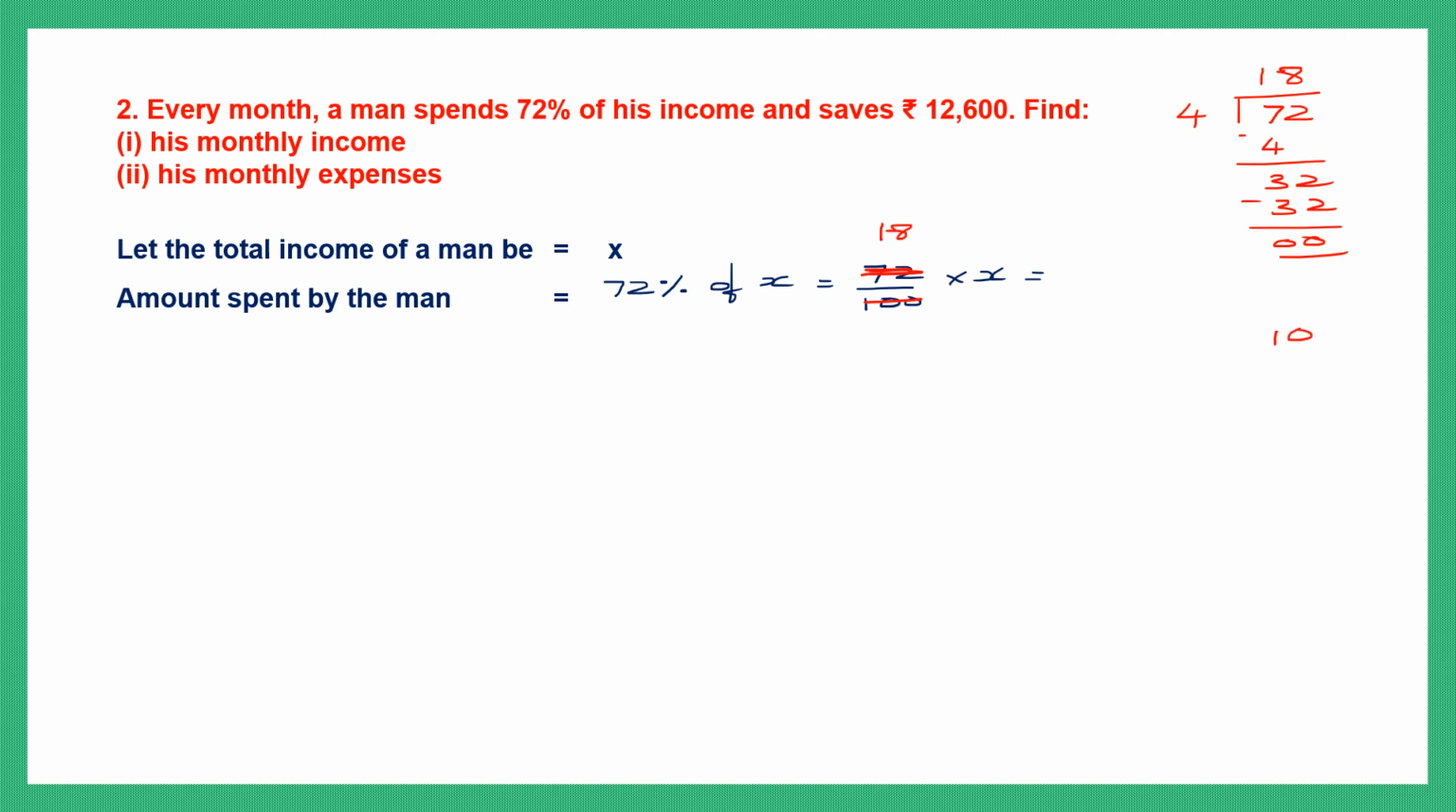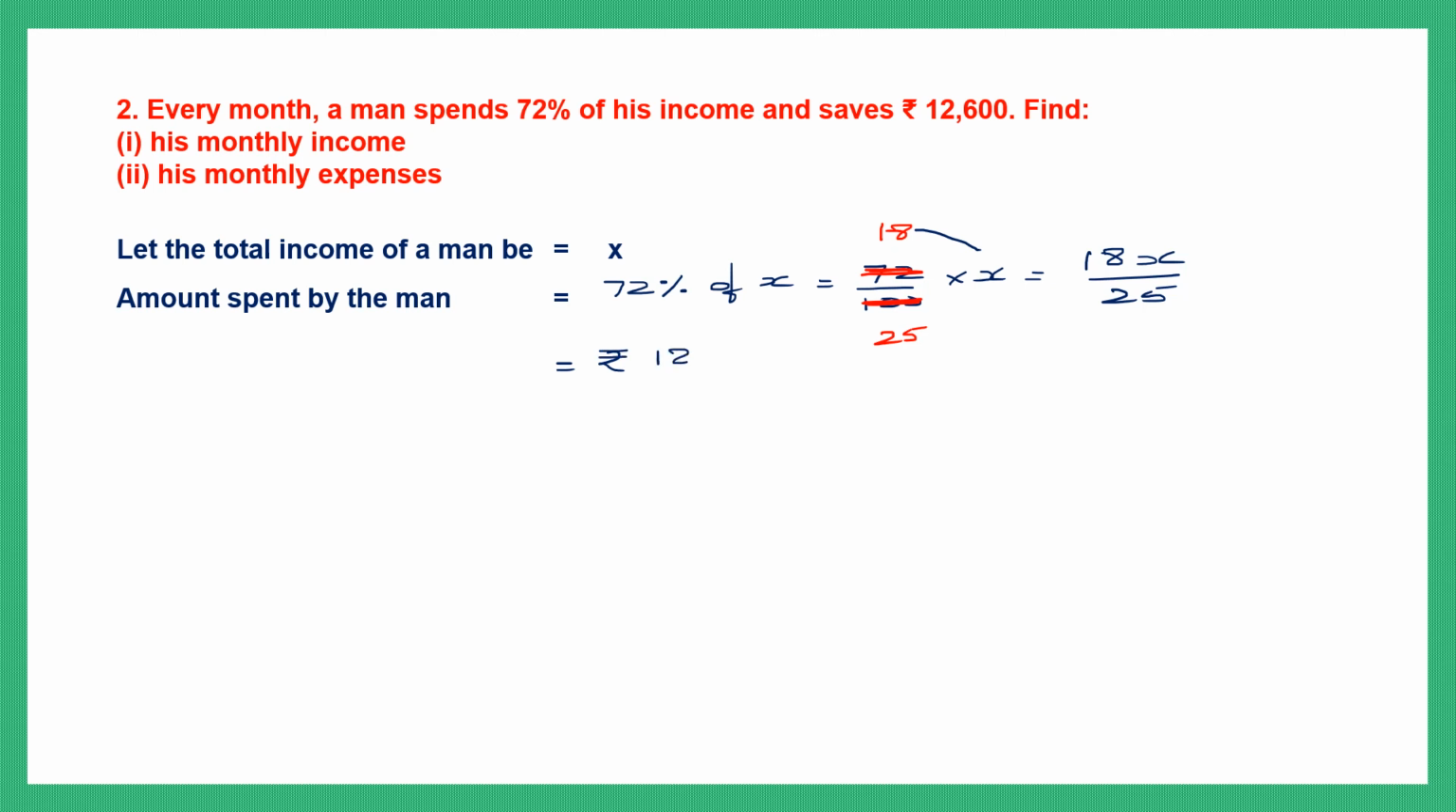Similarly, 100 is also divisible by 4. If you are not able to do it directly, you can do division like this. 4 twos are 8 minus, 2 and then 0, 20. 4 fives are 20. So now 4 into 25 is 100. So cancel the 100 and write 25. So now we have to simply multiply the numerators and write the denominator. So that will be 18 into x is 18x, and in the denominator we have 25. So the amount spent by the man, you can write rupees 18x by 25.